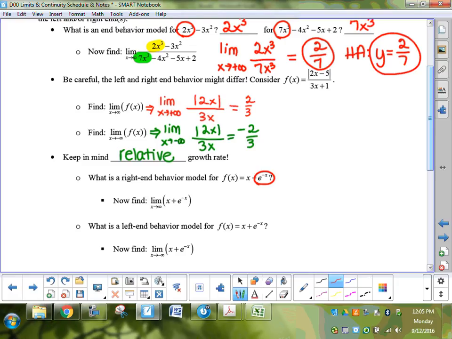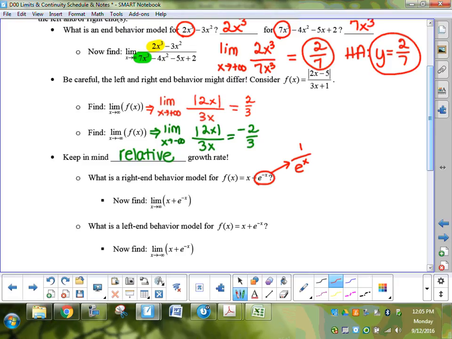What is e to the negative x the same as? It's e to the negative x power. What? 1 over e to the x. That's going to help us decide where this function is going.